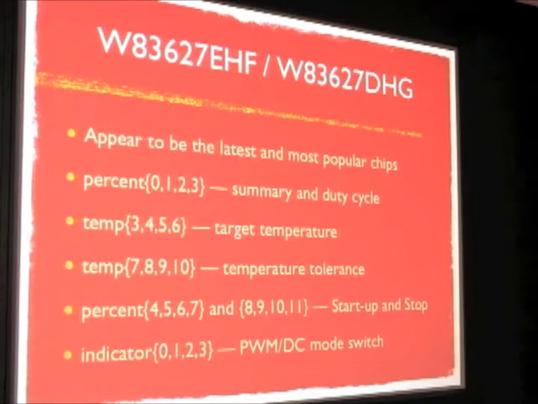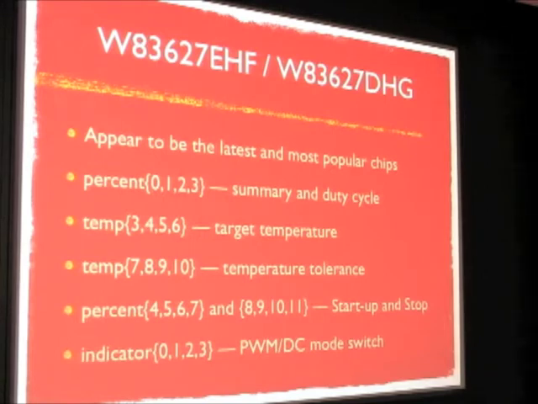The first type is the %0, 1, 2, and 3 sensors. These sensors provide the summary and the duty cycle of the chips. So for example, if you're using the manual mode on one of the system sensors, then the %1 sensor is going to show you that the manual mode is currently engaged, and it will also show you the duty cycle of that sensor.